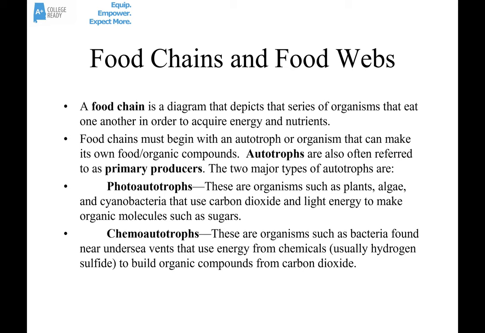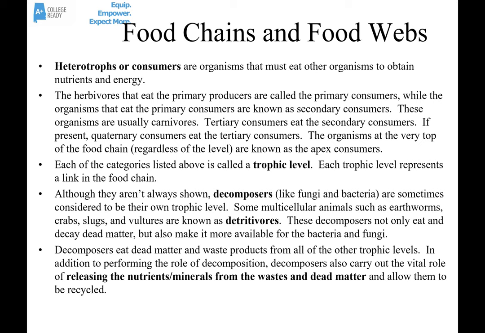The two major types of autotrophs are photoautotrophs, things like plants, algae, and cyanobacteria that use carbon dioxide and light energy to make their organic molecules like sugars. And then there are also chemoautotrophs. These are typically bacteria found near undersea volcanic vents that use the energy from certain chemicals, usually inorganic hydrogen sulfide, to build organic molecules from CO2. Everything else in the food chain is a heterotroph or a consumer. These have to eat other organisms to get their nutrients and their energies.